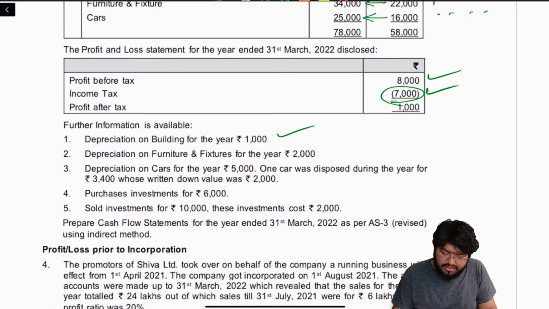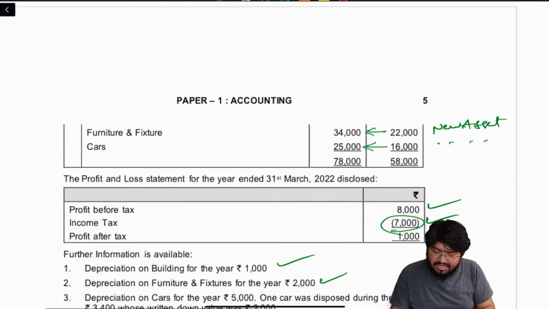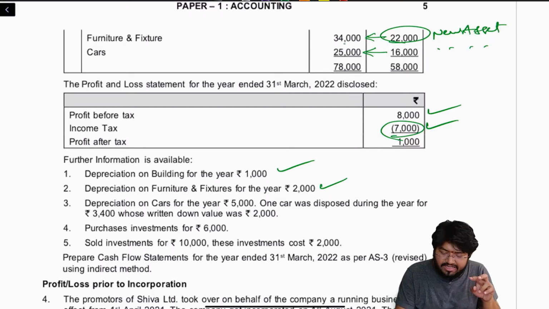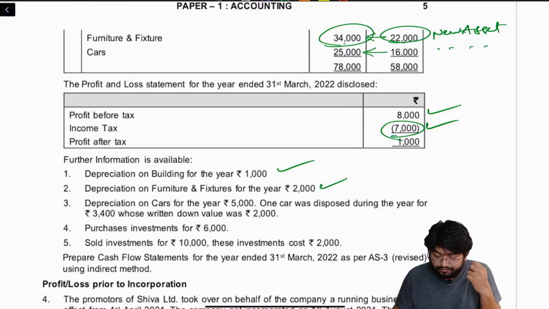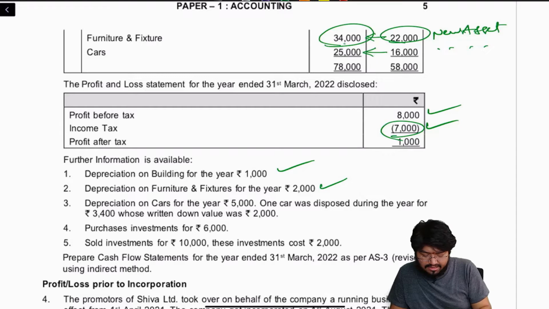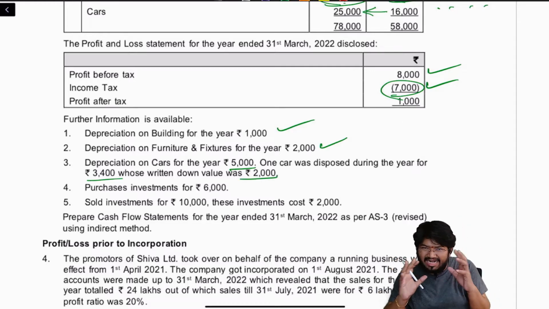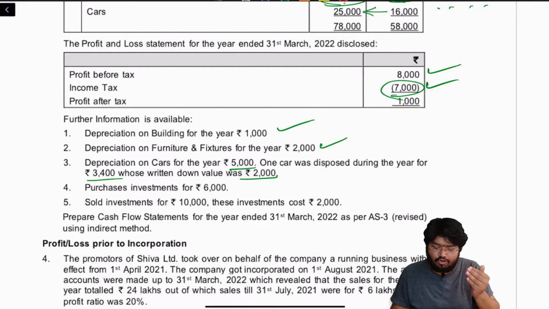Okay. Depreciation on furniture and fittings is 2,000. This means my furniture and fittings last year it was 22,000. This year depreciation is 2,000, which means for current year I purchased 14,000 worth of furniture and fittings. Yes or no? Yes, sir. Okay, so that is clear now. Depreciation on cars is 5,000. One car was disposed during the year for 3,400, whose WDV is 2,000. There are multiple transactions. Let's prepare an account so that it will be clear for us. Okay, when we go there we will do it.